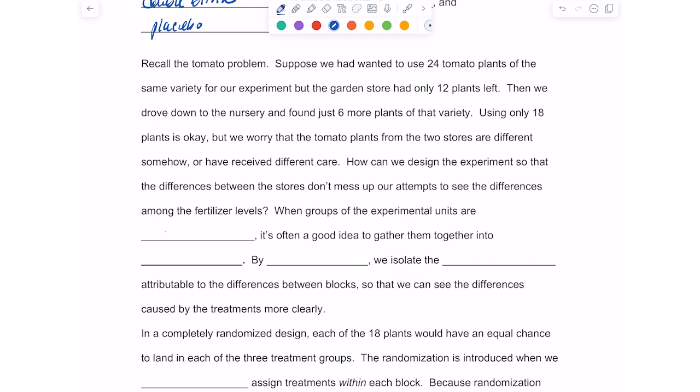So when groups of the experimental units are similar, but not the same, it's often a good idea to gather them together into what we call blocks. Okay? And by blocking, we isolate variability attributable to the differences between the blocks so that we can see the differences caused by the treatments.